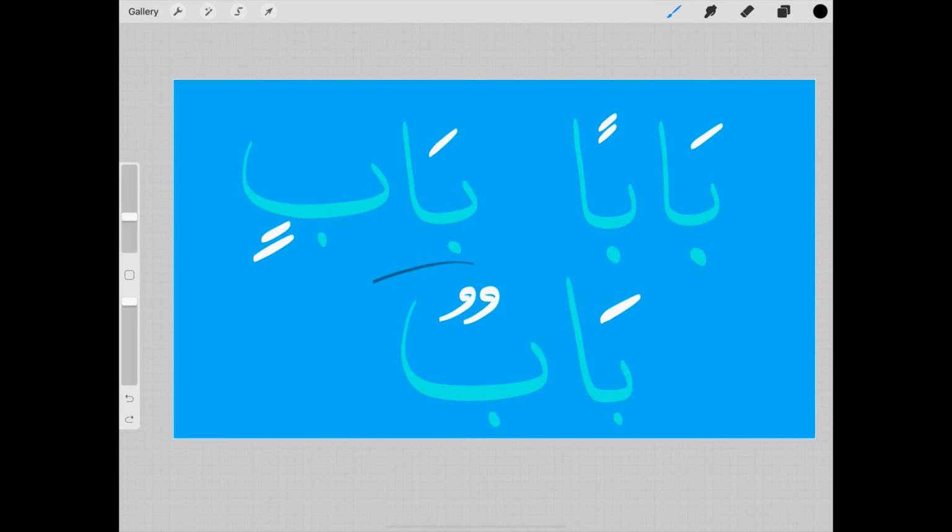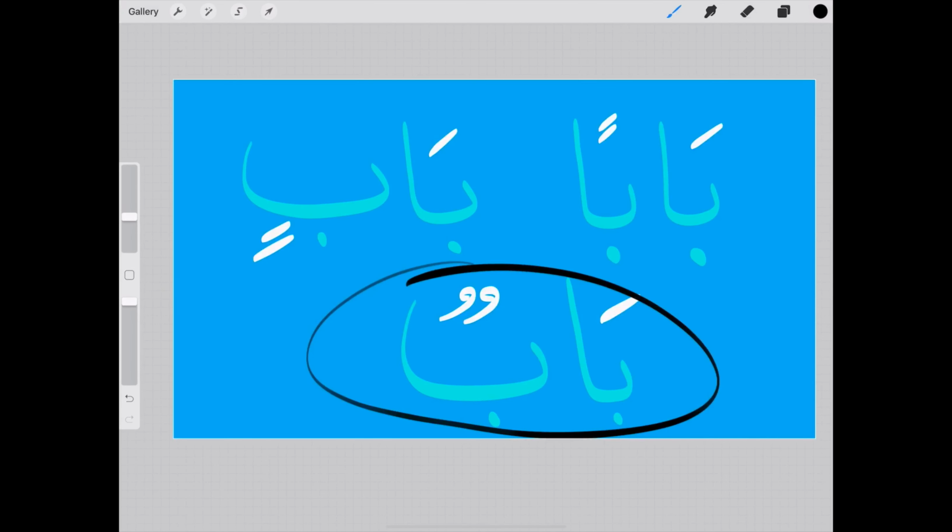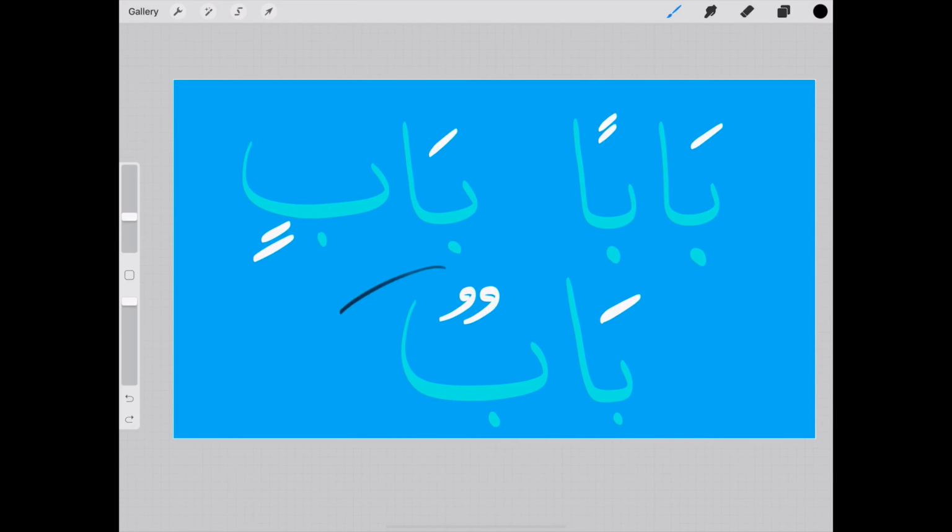Let's try now the third word. We have a ba letter with a short vowel fatha followed by an alif long vowel. So we have a ba, and then at the end we have a ba letter on its own with two dhammas or tanween dhamma. Bun. What do you think the pronunciation of the whole word would be?